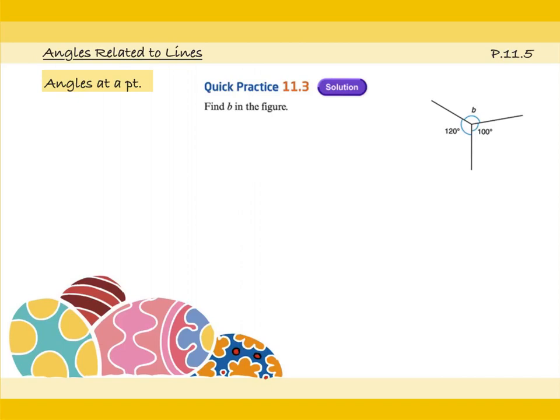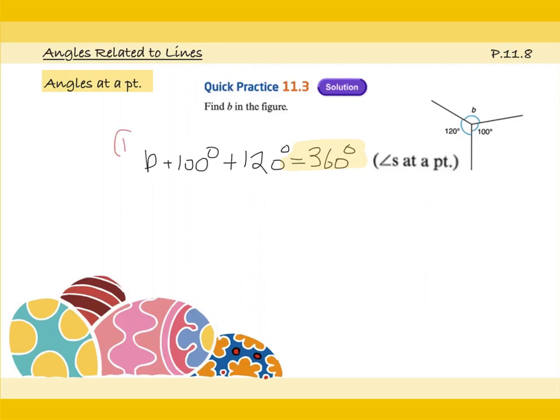In this example, you can see all the angles surrounding the point here, and we can use angles at a point to find the value of b. Alright, step 1, write down the sum of the angles, and write down 360 on the right hand side of the equation. Next, write down the reason: angles at a point. So you must write down these two things before you start calculation.